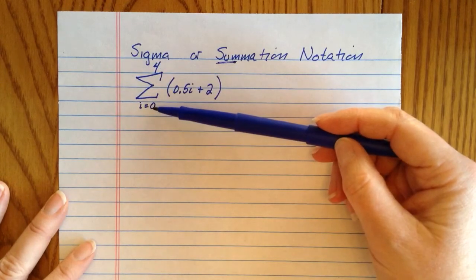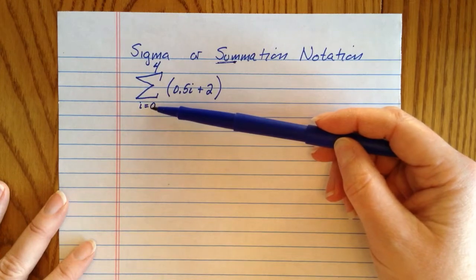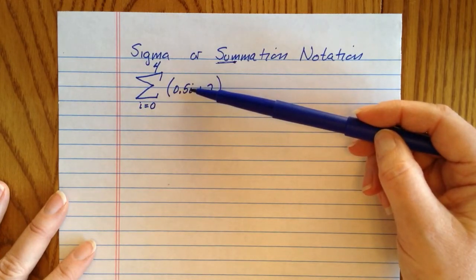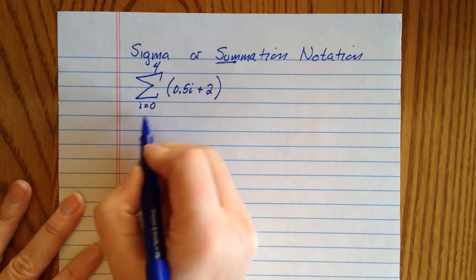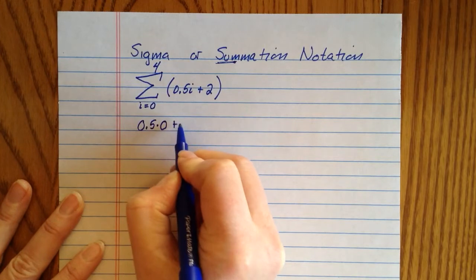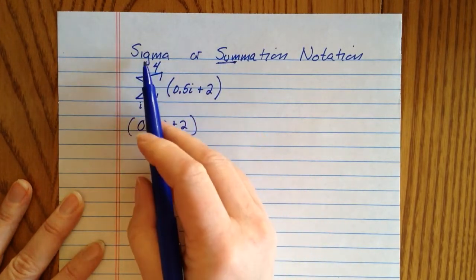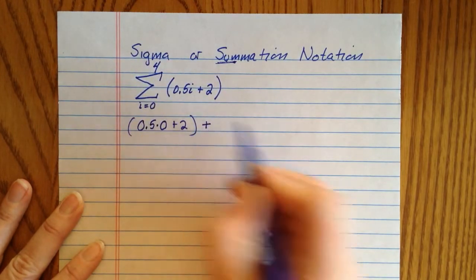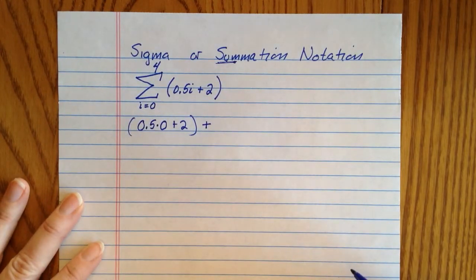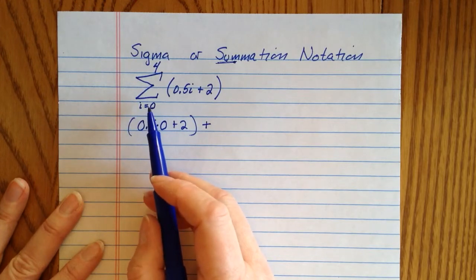Here's what this means. Starting with the number 0, and yes, these are always integers, always, we will fill 0 into the index number I. So my first term will be 0.5 times 0 plus 2, filling in the 0. It is a sum. It is a sigma notation, so it is automatically added. The next term would be to add 1 to the counter. It's always an integer, and we always add 1.